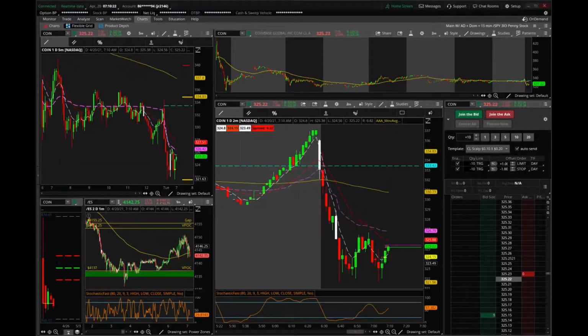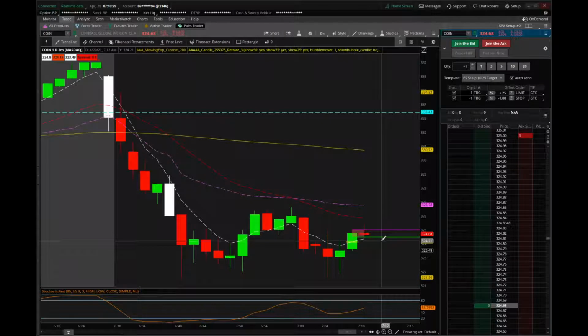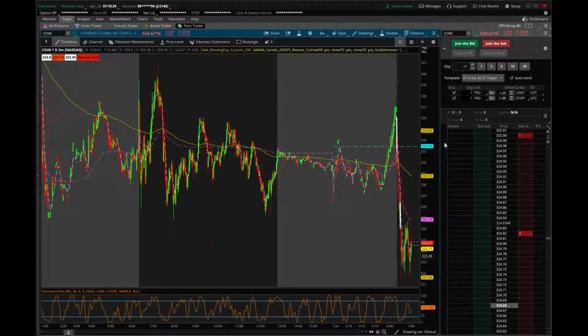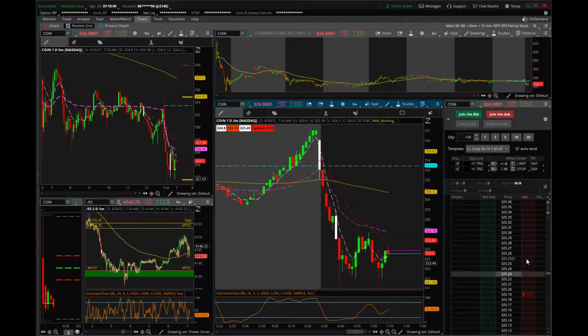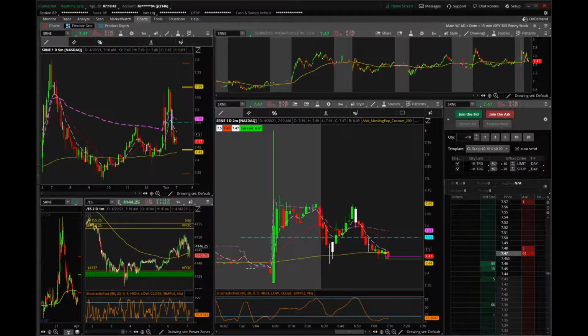Plug, not moving. Coin. Yeah, maybe. Let's look at Coin. I'm not a fan of Coin. Like I said, just watching the way it trades, it's not a good day trade stock, I believe. I don't know why.